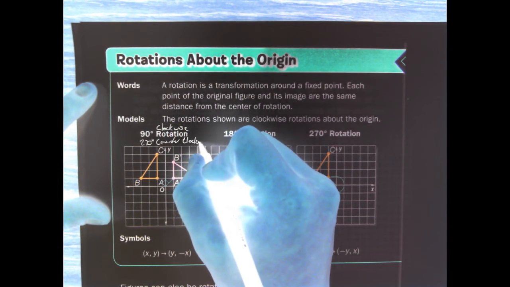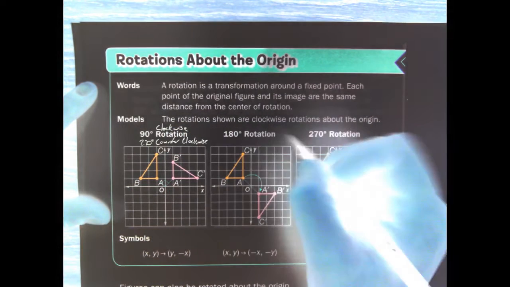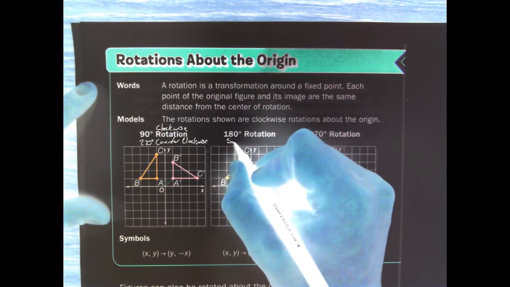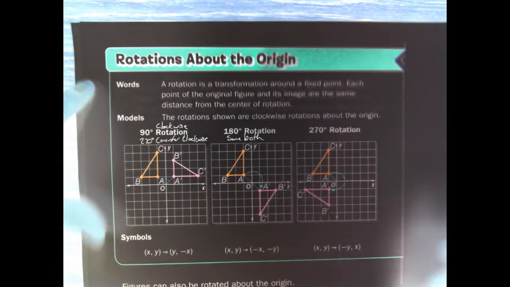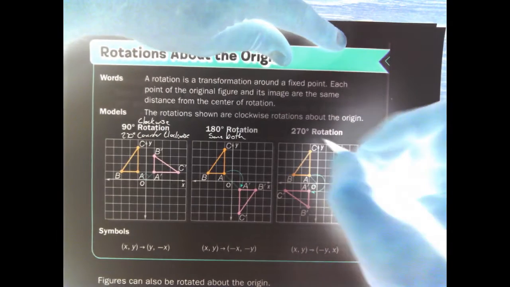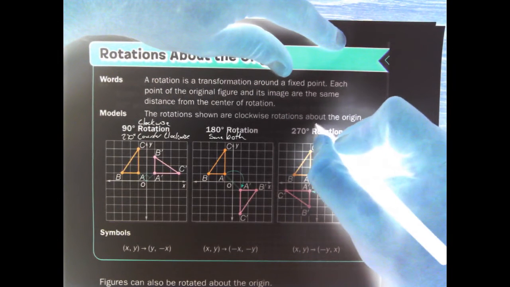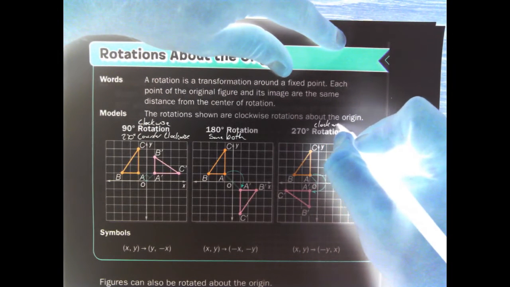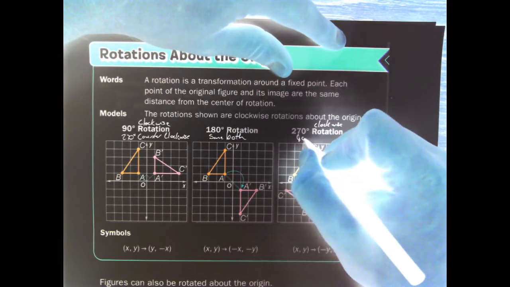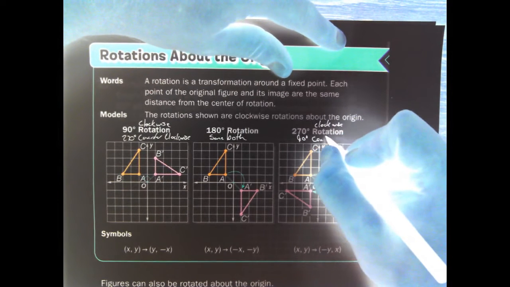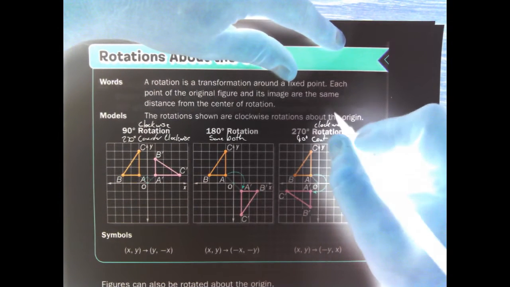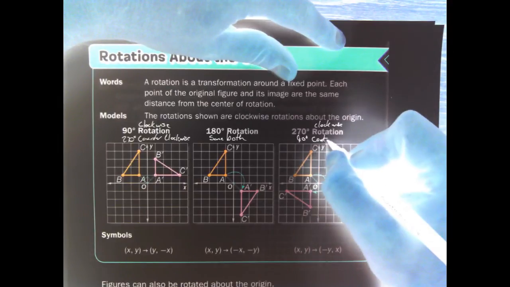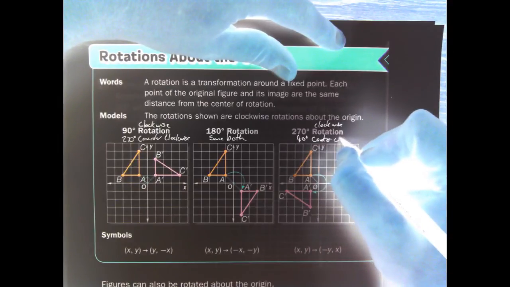And again, if I'm making a note card, I'm writing that down. 180 degrees, same for both. 270 degrees clockwise is the same as 90 degrees counterclockwise, because you end up in the same position. You know, there's only so many positions you can be in.